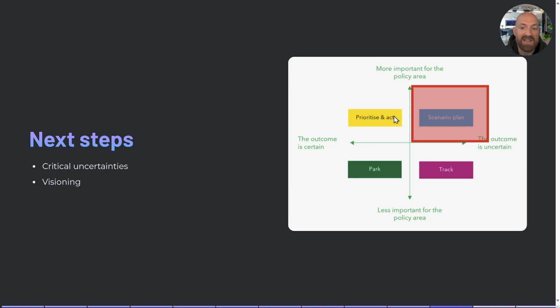If you're doing this as the first part of a visioning workshop, here where you've looked at your drivers that are important and have a certain outcome, so the top left one in this diagram, these are drivers where you can then use visioning to describe the positive outcomes for addressing these drivers.